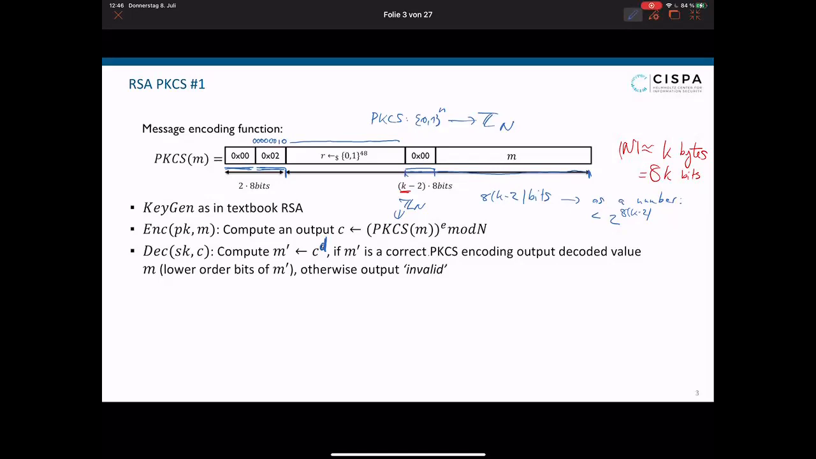So decryption first decrypts the ciphertext C, gets an M prime, and checks if M prime is a valid PKCS encoding. If so, it just outputs M. Otherwise, it outputs invalid.